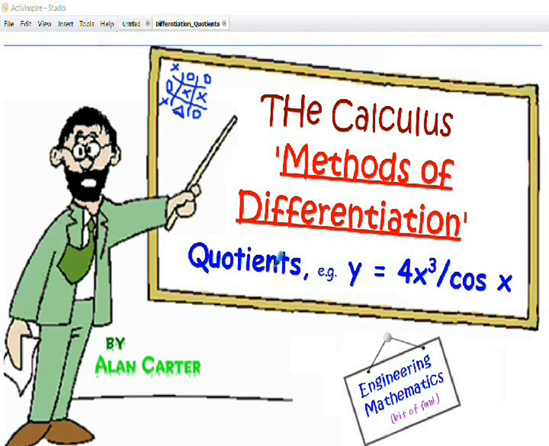each other. So in this case we've got y is equal to 4x cubed, that's a function of x, and we're divided by, I'm using a slash here for division, we're divided by cos of x. So this by definition is now a quotient problem.